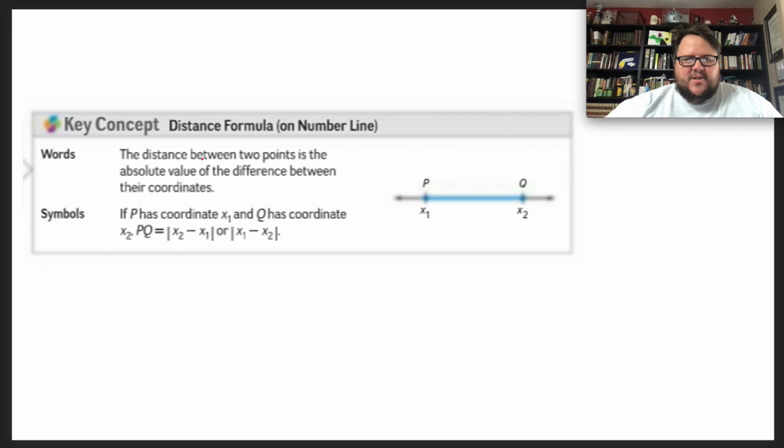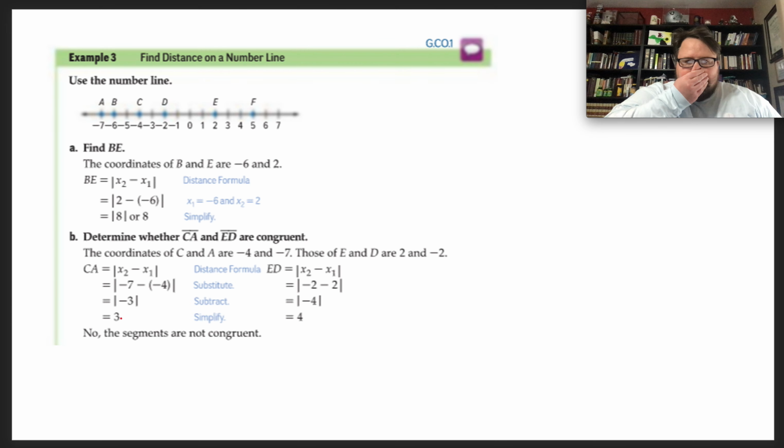So the first thing we're going to look at is the distance formula. If we have a number line, we can find the distance between 2 points using this. The distance is the absolute value of x2 minus x1, or x1 minus x2. The order does not matter here, but that's how we're going to find our distance. You're going to see more when we do an example.